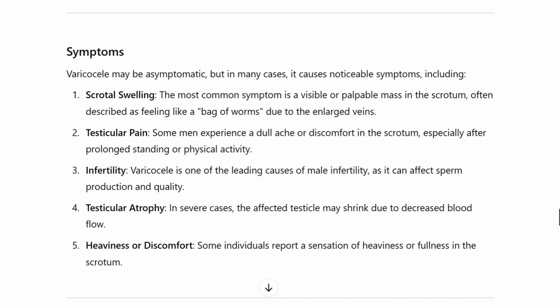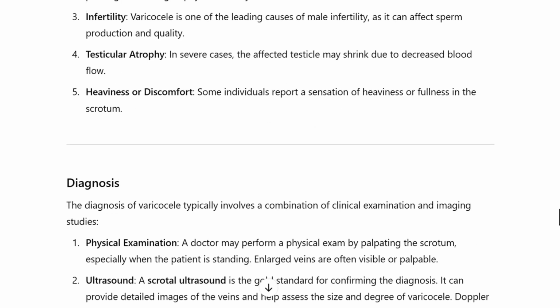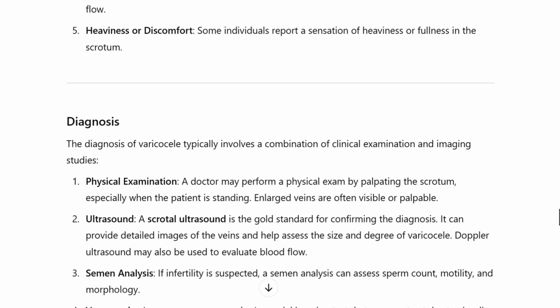3. Infertility. Varicocele is one of the leading causes of male infertility, as it can affect sperm production and quality. 4. Testicular atrophy. In severe cases, the affected testicle may shrink due to decreased blood flow. 5. Heaviness or discomfort. Some individuals report a sensation of heaviness or fullness in the scrotum.